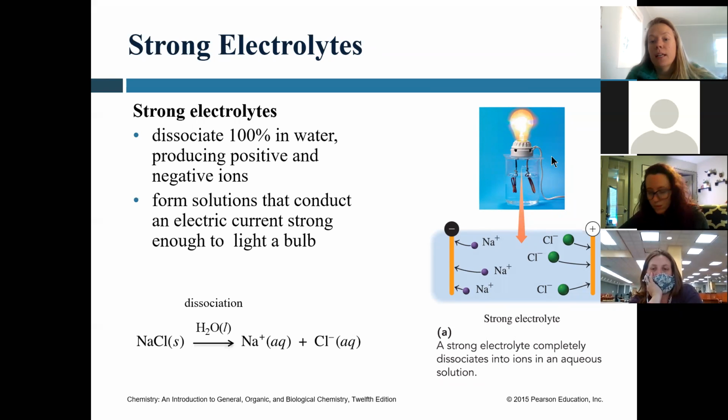Let's say we were to try and light a light bulb with a strong electrolyte solution. We'll be able to pass a current through the solution because there are these charged particles that will allow an electrical current to run through. If this happened to be pure water, there weren't any electrolytes in it, it was just H2O, we actually wouldn't be able to run a current through it, all right?